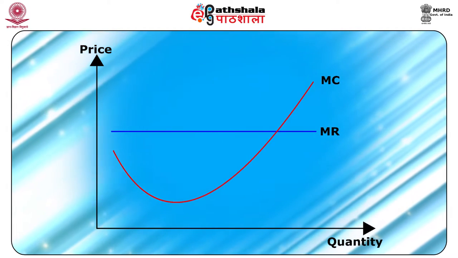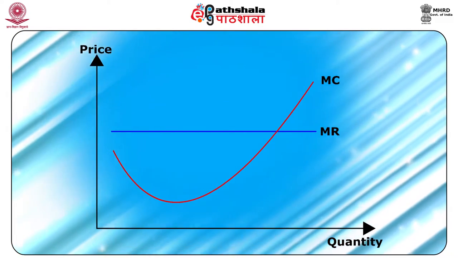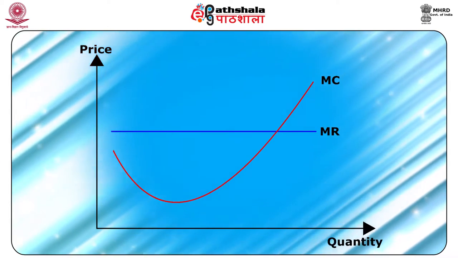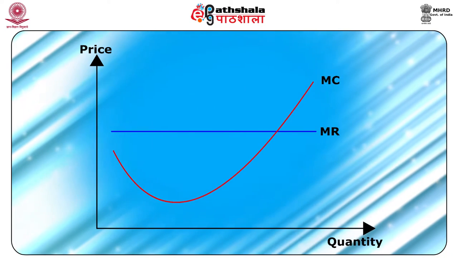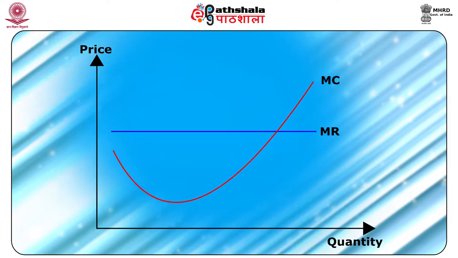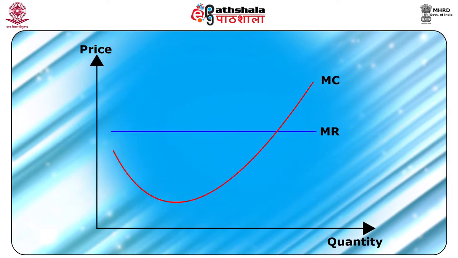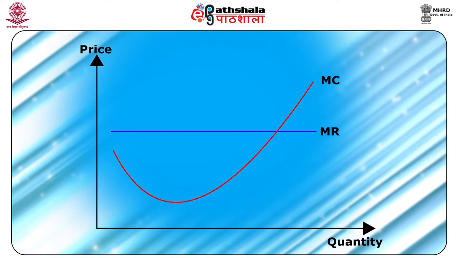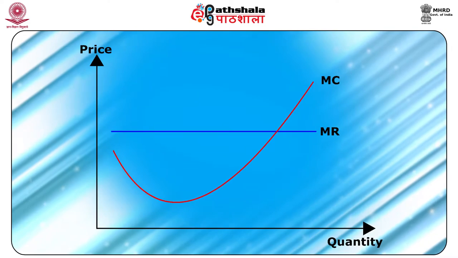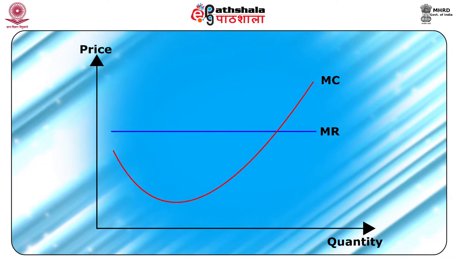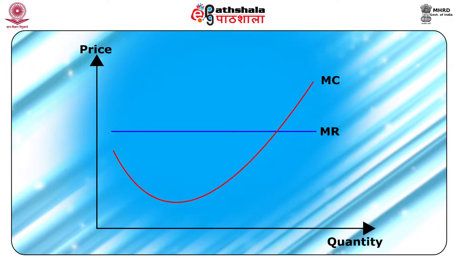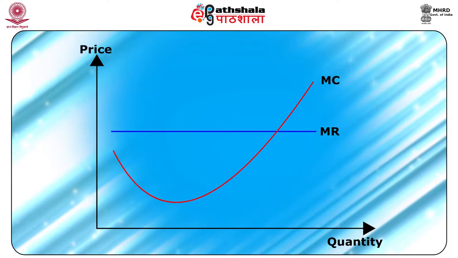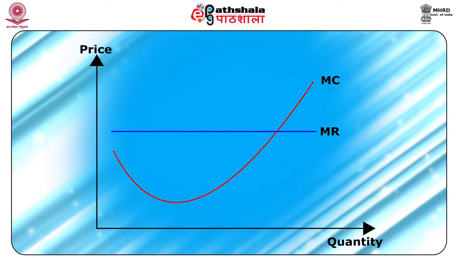Now, let us consider the marginal cost curve to the right of the point where MC is equal to MR. Under such conditions, that is, if the output increases beyond Q, which is the point of intersection, then the marginal cost would be greater than the marginal revenue, as you see that the marginal cost curve rises above the marginal revenue curve. Therefore, the marginal cost, that is the additional cost on one unit, is greater than the marginal revenue.